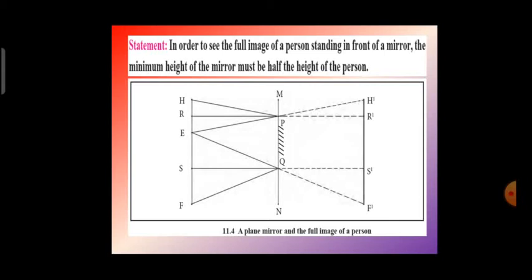The minimum height of the mirror, PQ, is equal to RS, and we know that RS is equal to RE plus ES. Now this is equal to again HE divided by 2 plus EF divided by 2, which is HF divided by 2. So this proves that in order to see the full image of a person standing in front of a mirror, the minimum height of the mirror must be half the height of the person.